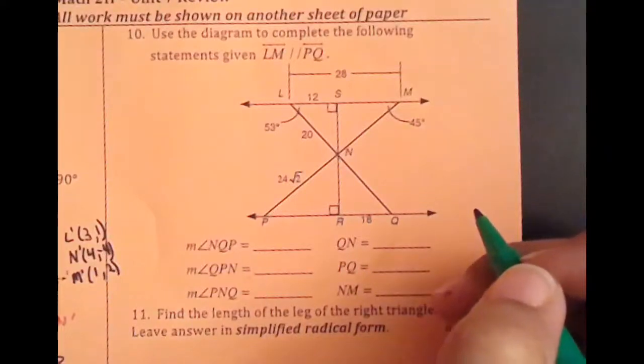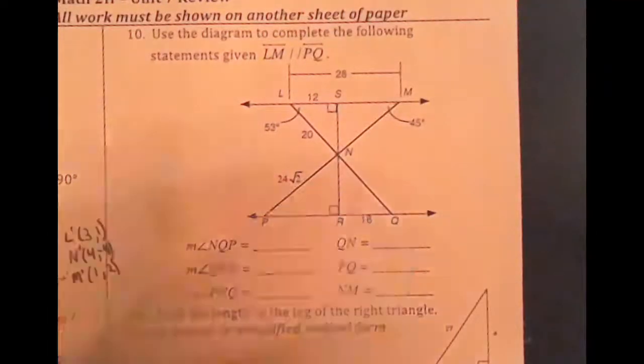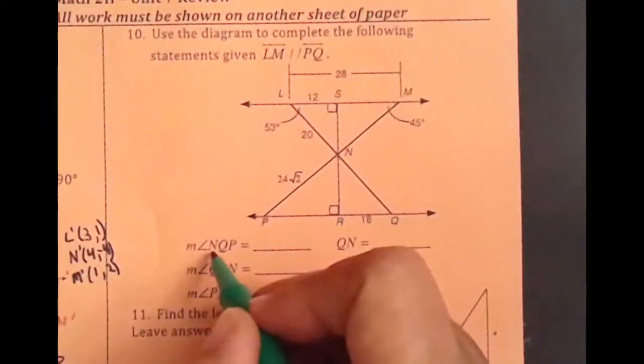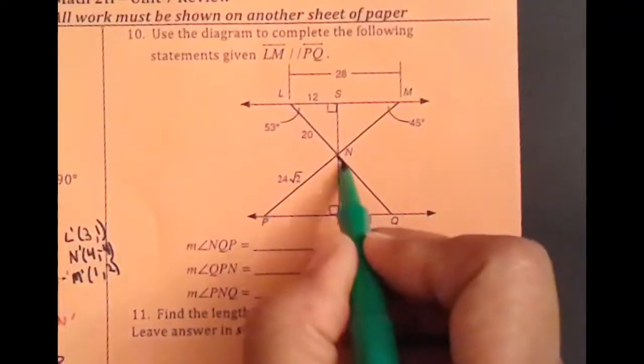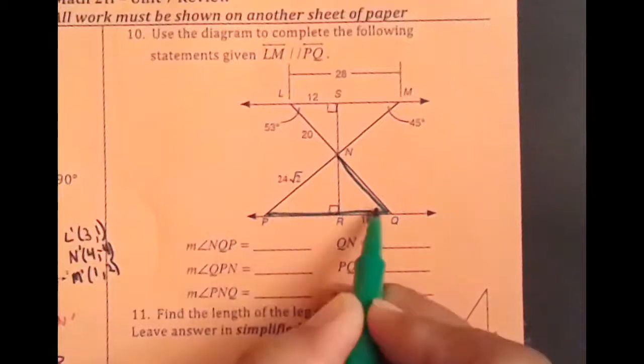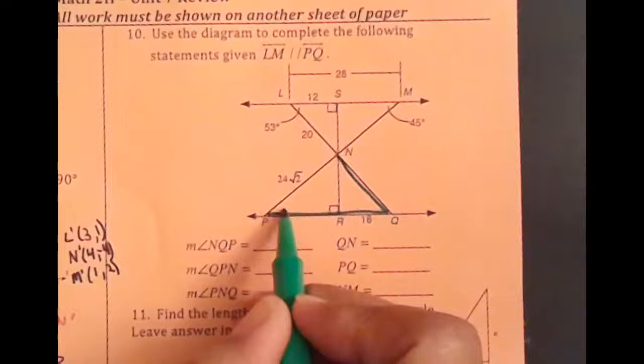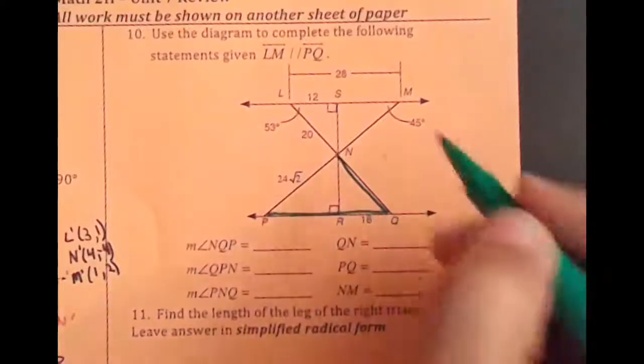Okay, so this next one right here, we're solving for angles and side lengths. So you're going to have to find a lot of information from this picture here. Let's go ahead and find the first one. We're finding the measurement of angle NQP. So here's N, here's Q, and here's P. You want to find this small angle right here. Now it's kind of hard to see. I don't really see any angles in this triangle. That's not going to help me out.